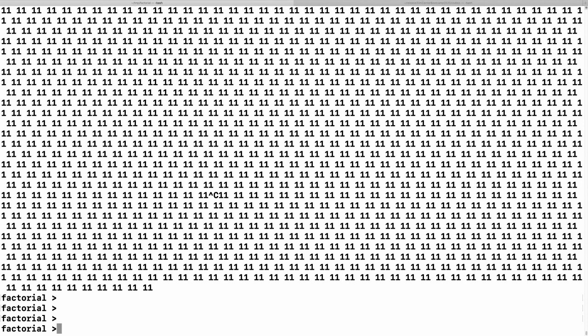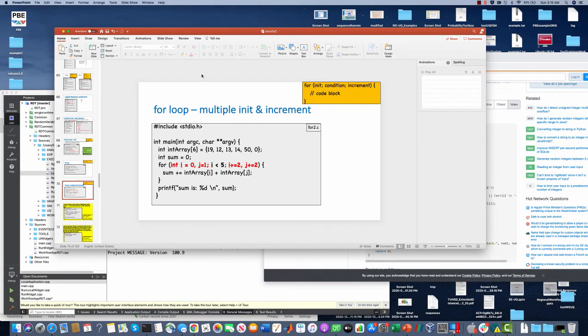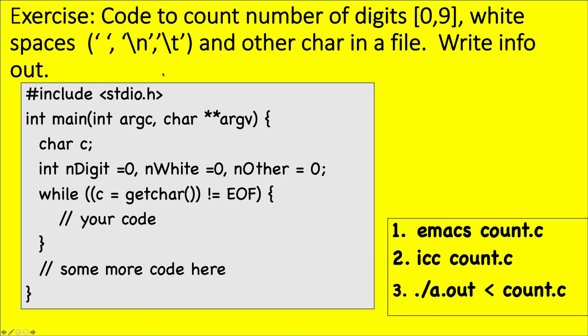Okay, so let's go back to the PowerPoint presentation. I have a little exercise for those of you who are interested. So here is the exercise. Basically, I want you to write code to count the number of characters in a file. So you're going to create a file, count.c. You're going to compile the file, and then you're going to run it this way here. This ./a.out, that's running our application.